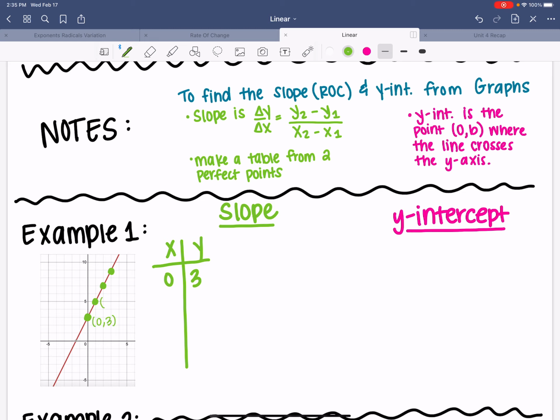Then we have the point 1, 5. Then we have the point 2, 7. And the point 3, 9. So I'm just going to make a table with those values. Really, you only need 2 of those values. So I could pick any 2 of those that I want to.